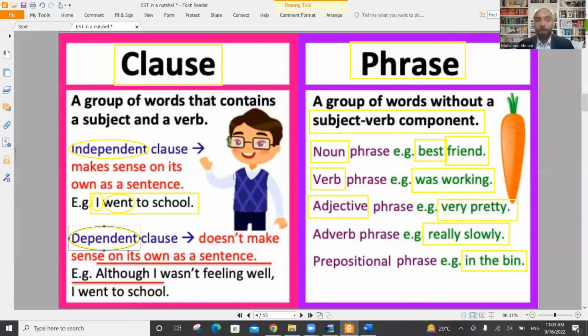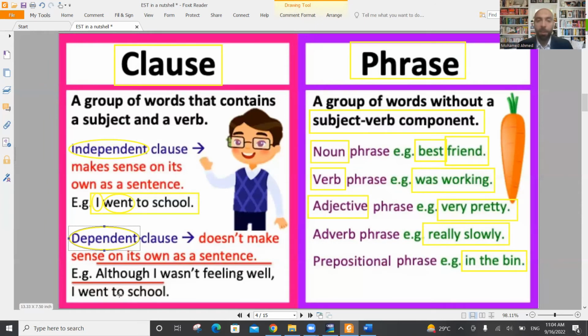Because actually it makes sense. I went to school. You can understand something. It's clear. So the independent clause is a sentence. Yes, that is right. So what about the dependent clause? A dependent clause contains a subject and its verb also, but it does not make sense. Look at that example, the underlined one here. Although I wasn't feeling well. Okay, so if we said, although I wasn't feeling well, what happened? I don't know.